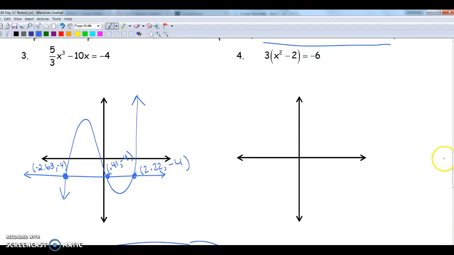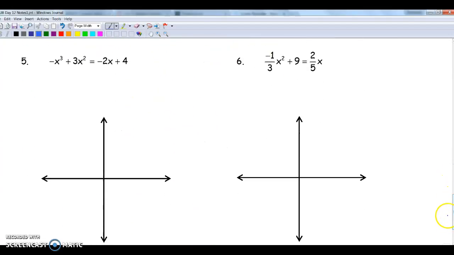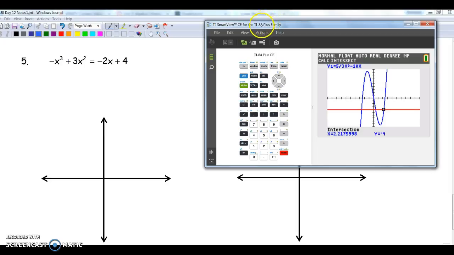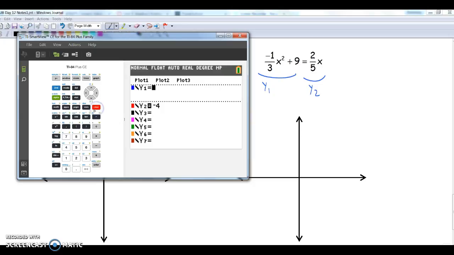Let's see, what other one do we want to do? Let's look at number 6. So we're going to kind of bounce around a little bit. With number 6, you have your y1 is the left side and your y2 will be the right side. So we're going to go into our y1 and y2. And if we go to our y1, we clear it out. We have negative 1/3 x squared.